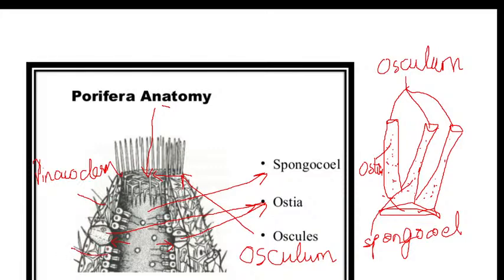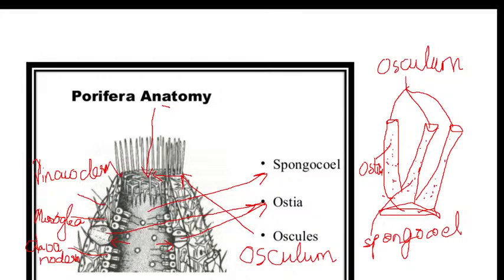This is the inner layer, the choanoderm. And in between the pinacoderm and choanoderm, there is a gelatinous part called mesoglia. It is not actually a layer. So the outer layer is called pinacoderm, the inner layer is called choanoderm, and in between you can see the mesoglia.